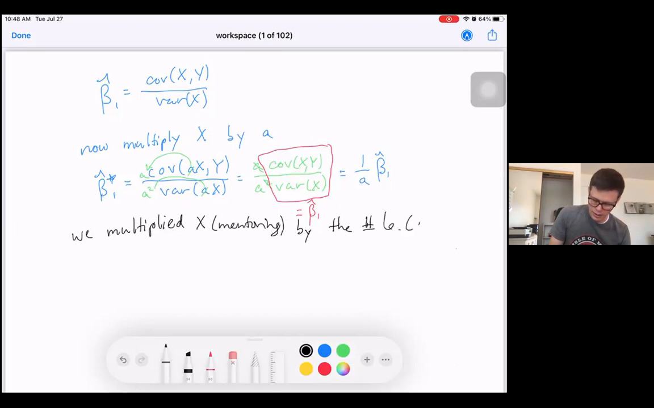So that's our constant, okay? So what do we know? We know that the old beta, the original beta, was 6. So the question is, what is the new beta? We can do it really simply by just taking 1 over A times the original beta.